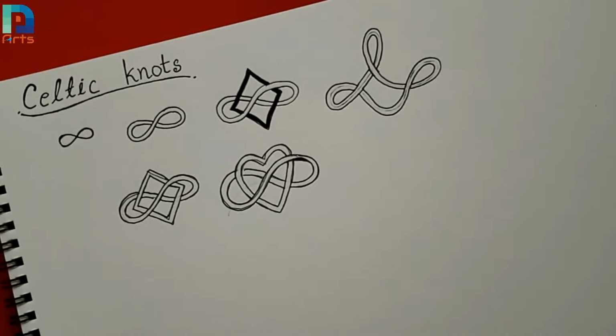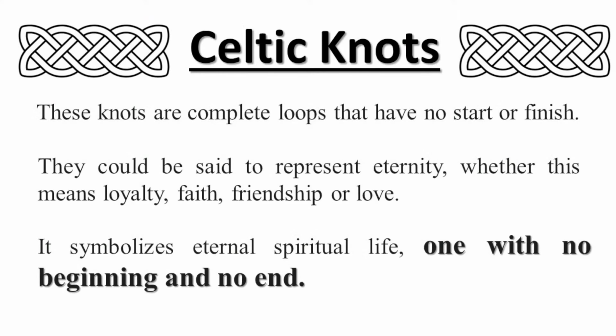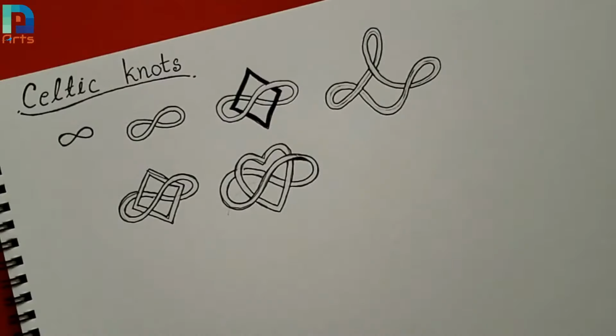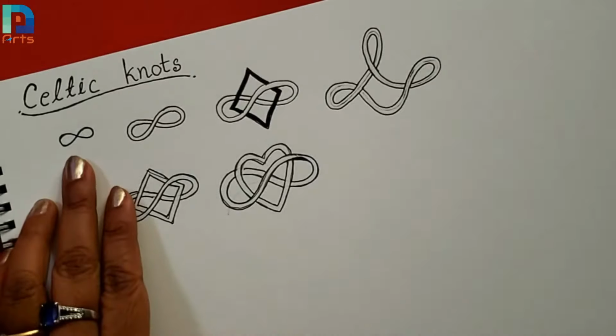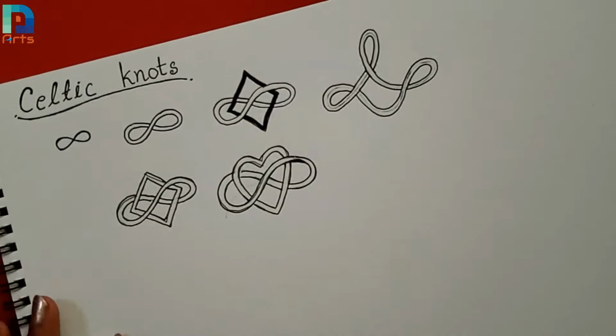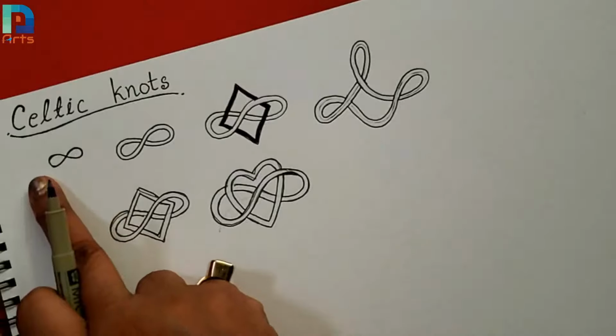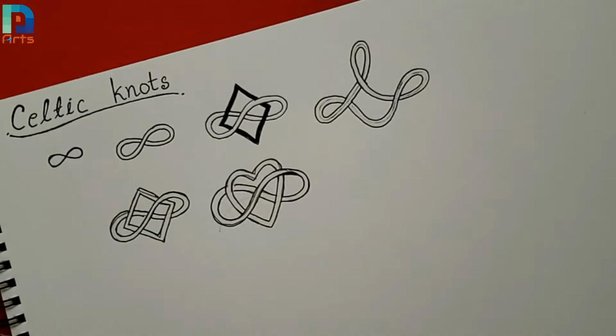So if we talk about the Celtic knots, as I told you just by these few examples, they are the basic complete loops that have no start and no finish. That's why they symbolize the spiritual life because of the no beginning and no end, and they represent friendship, love, loyalty, faith, or eternity. That's why I started with the infinity that represents eternity, because it has no beginning and no end. That is all about the Celtic knots.